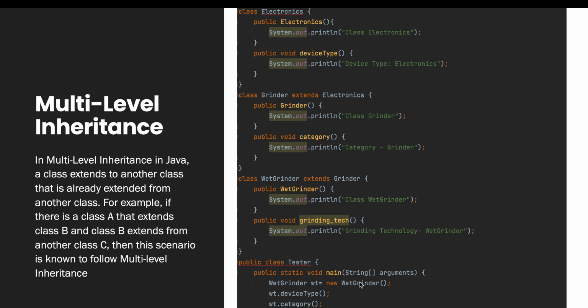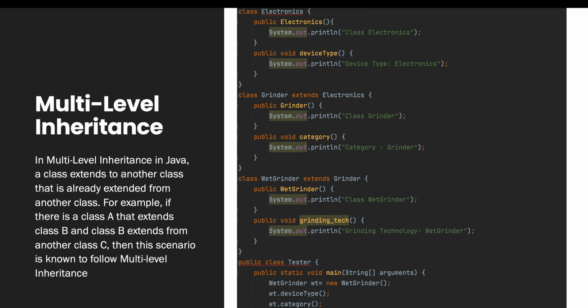So if you create the object something like this, wet grinder vt equal to new wet grinder, using this wet grinder object you will be able to call this method device type, and also the category, and also the wet grinder method like grinder tech. So this is how multi-level inheritance is represented. So this scenario is useful.